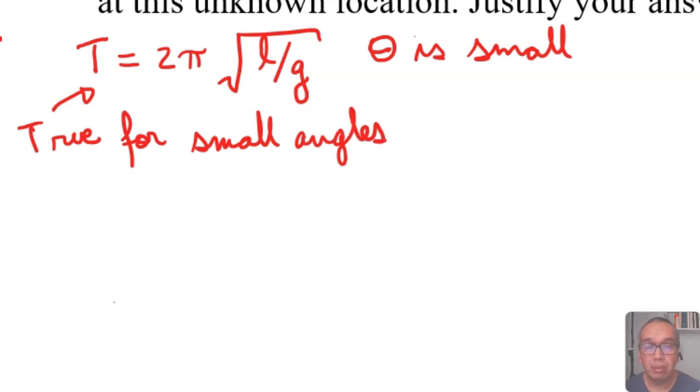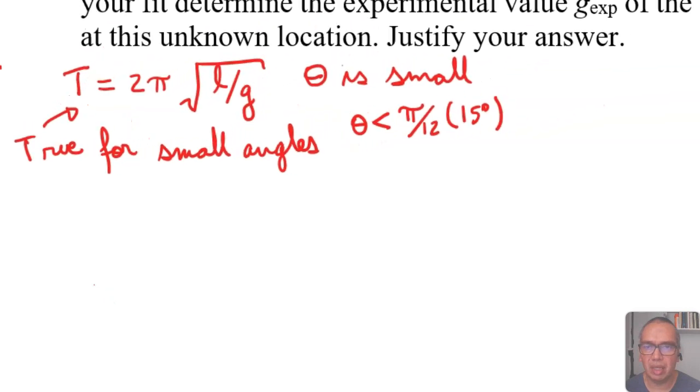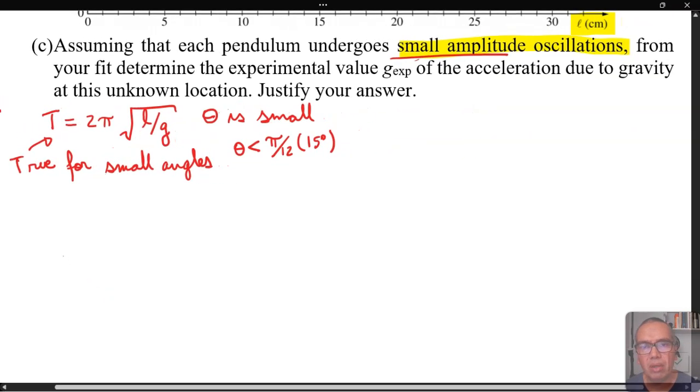So what do we mean by too large? Basically, your angle in radians has to be approximately less than pi over 12 or 15 degrees to either side of the vertical. So if your angle is like that, which is what they tell you to assume, you can use this formula. Now, why do we have to use this formula?